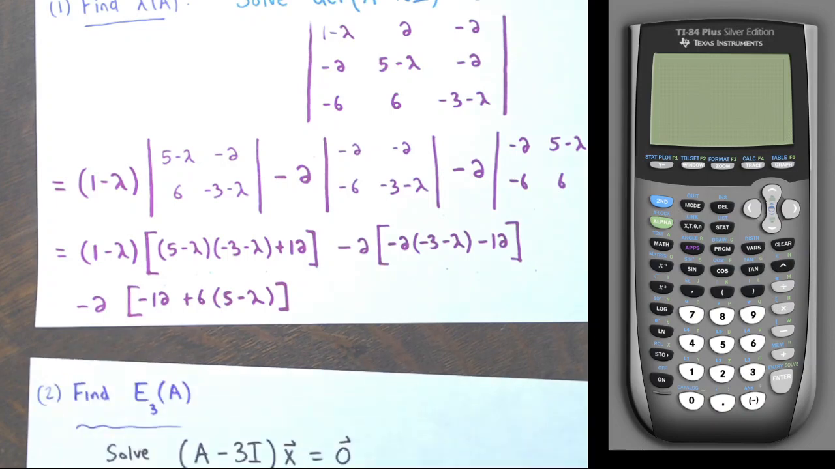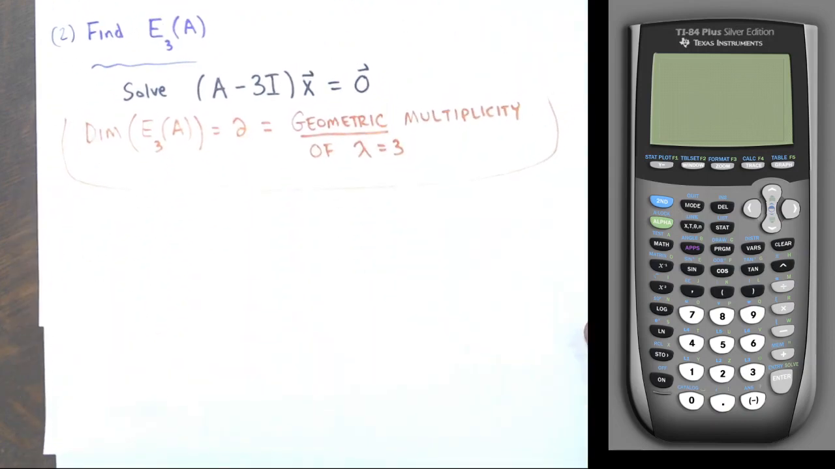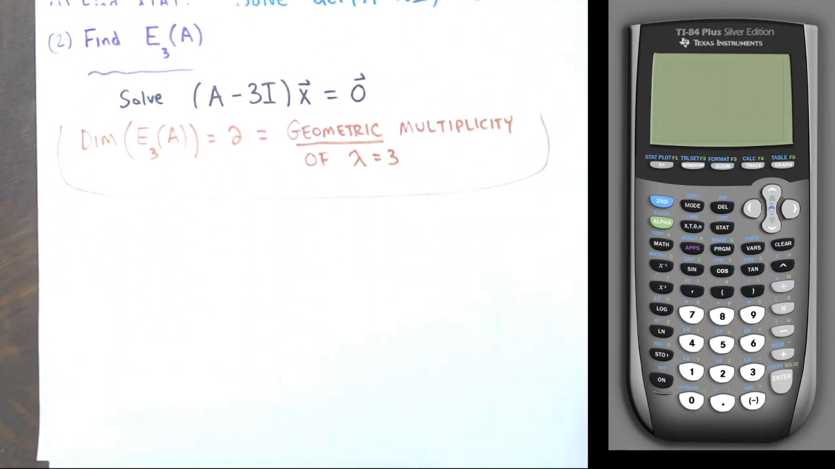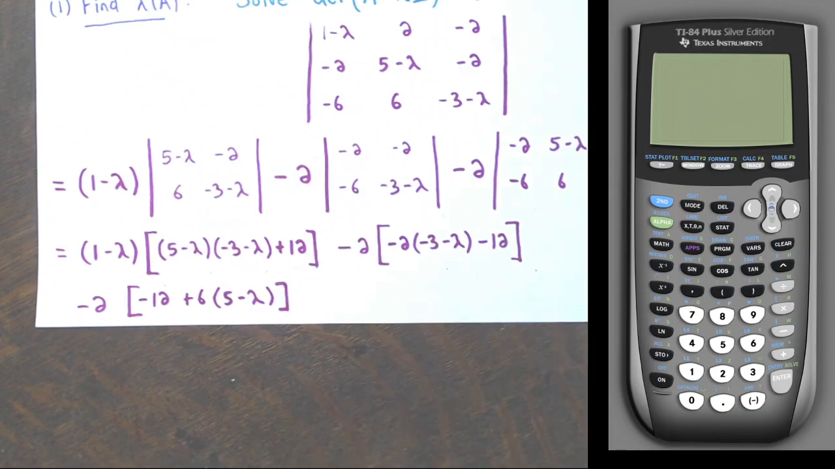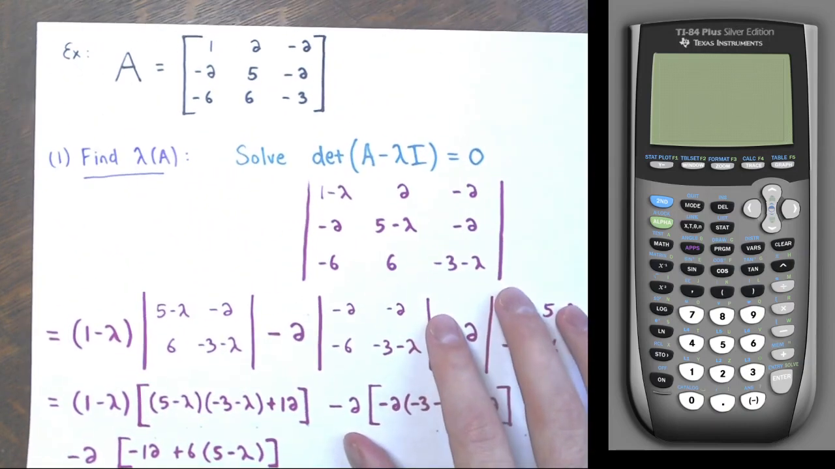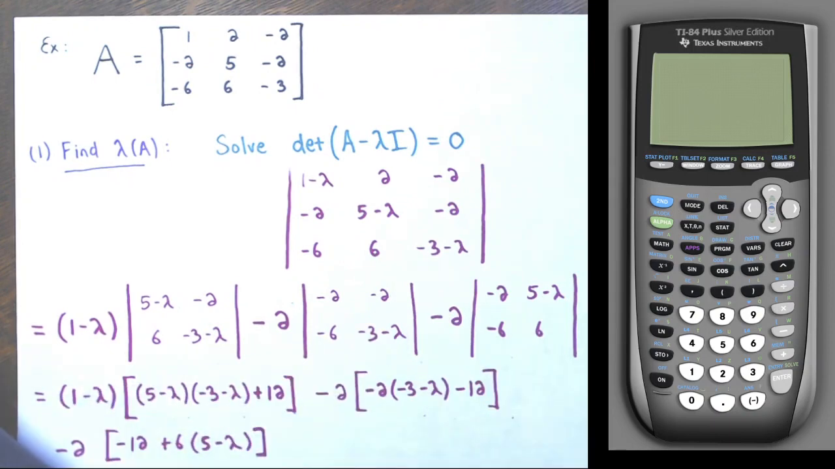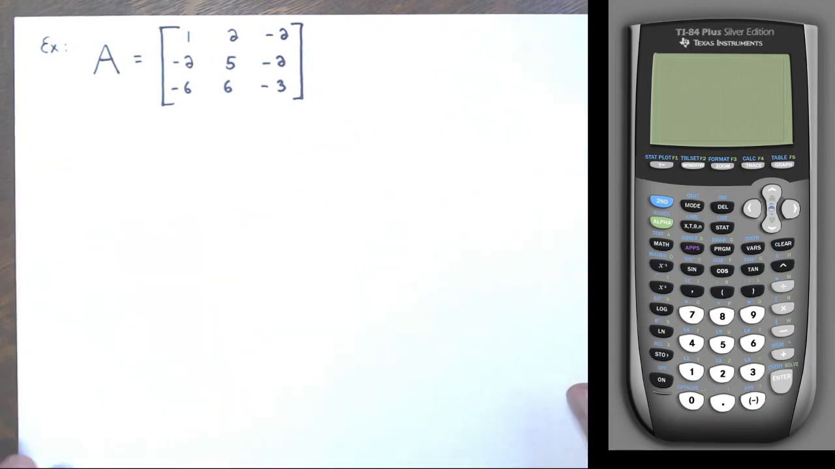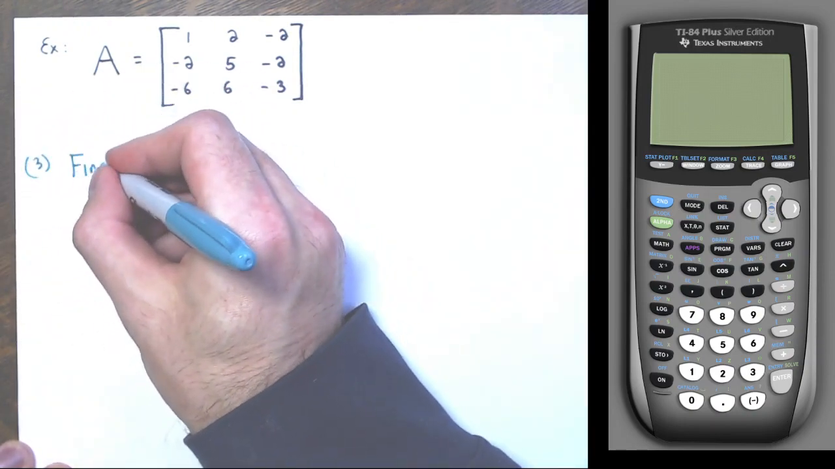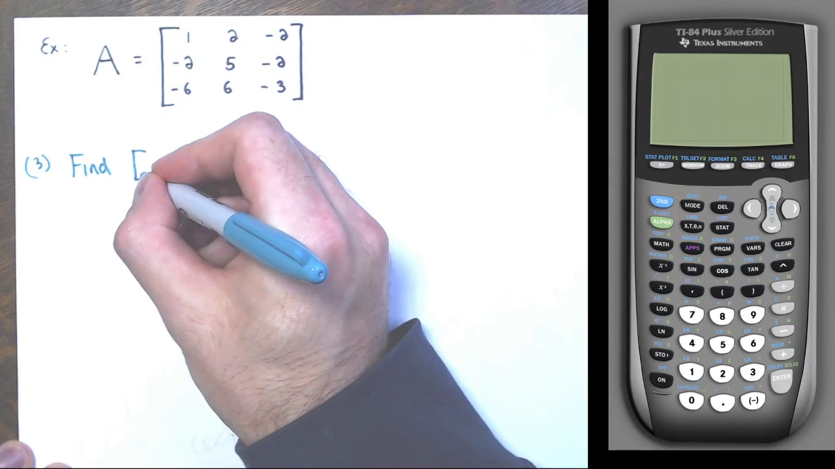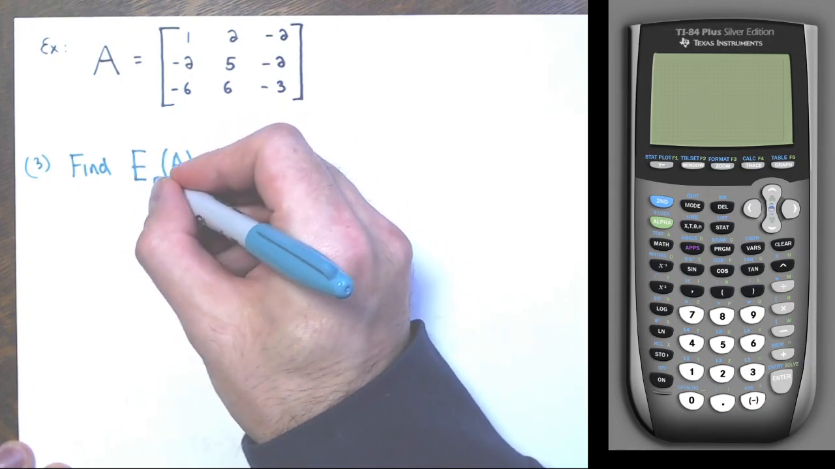Okay, so that was for 3. That was the eigenspace and eigenbasis and geometric multiplicity corresponding to lambda equals 3. Now I'm going to do -3, and that'll be it. That's the last eigenvalue for this particular matrix. I guess this is part 3. Let's find the eigenspace of A corresponding to -3.